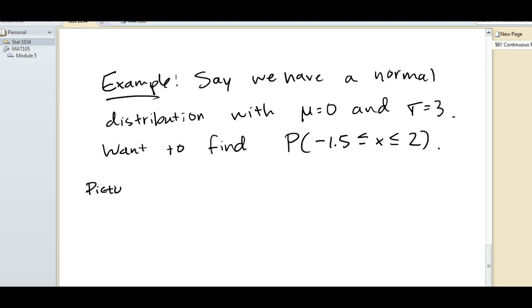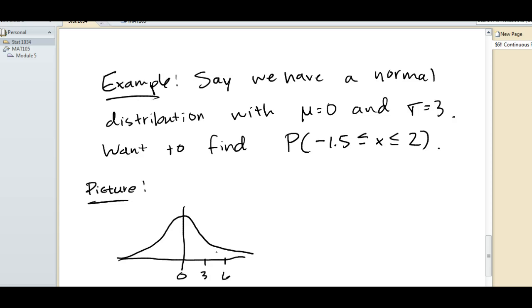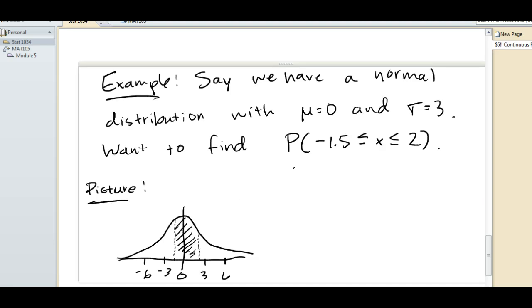With these normal distributions, I find it tremendously helpful to draw pictures. So again, we have the normal distribution centered at 0. And now the standard deviations jump by 3s, so they'd be 3, 6, and then you'd have most of your observations at minus 3, minus 6. So we've got negative 1.5 right here, and then we've got 2 right here, and basically we're trying to find this probability. But with our calculator, we can only find probabilities from all the way from negative infinity up to a point. So what are we going to do? Here's the idea.